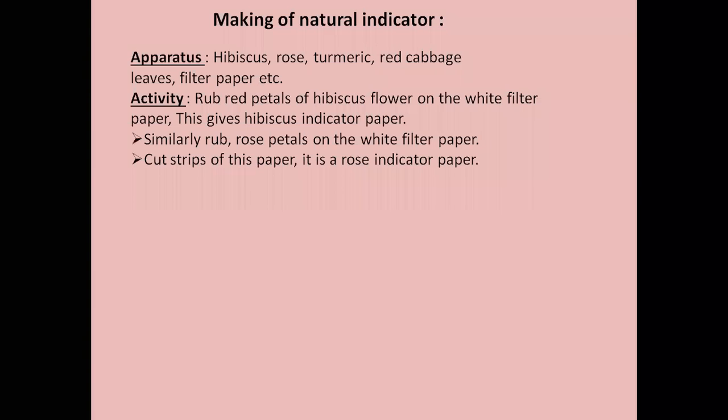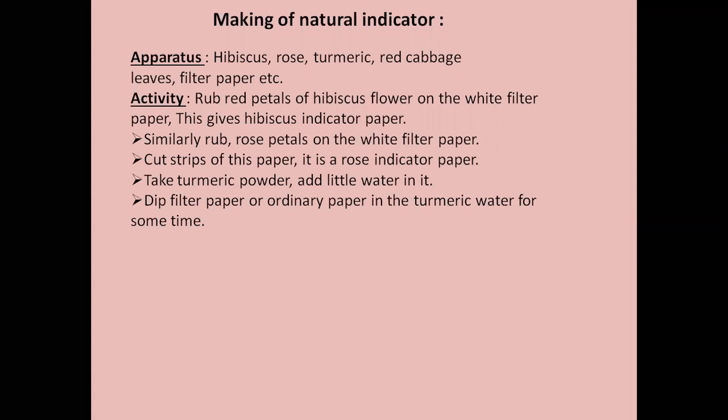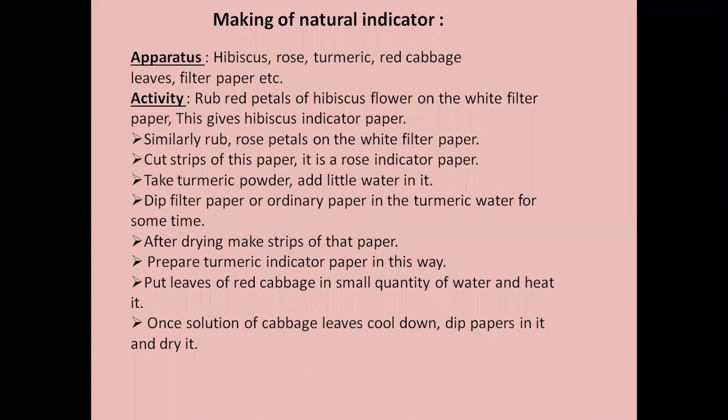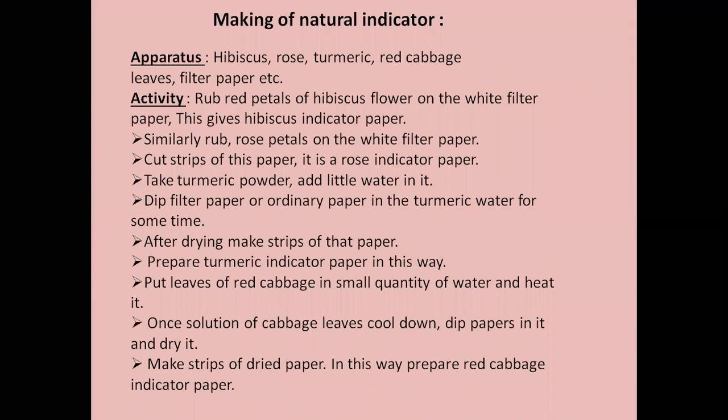Similarly, with rose petals, we'll rub the petals on paper and we'll get the rose indicator paper. And in that way, turmeric also, we will add it into water and we'll get the turmeric paper. So we are using filter papers in which natural indicators are added, mixed, and then dried, and then used. After drying, we make strips of that paper. Same way we prepare turmeric paper, red cabbage paper, and all these papers can be made easily. First, we put them into the solution, then make strips of the dry paper. In this way we can also prepare red cabbage indicator paper. So this is just a small technique to show you how indicators can be made at home. You yourself can try.